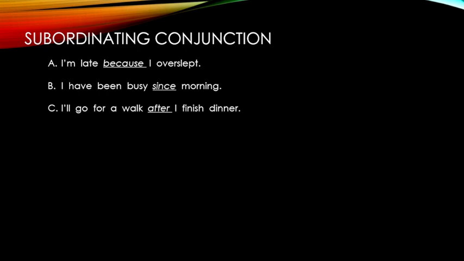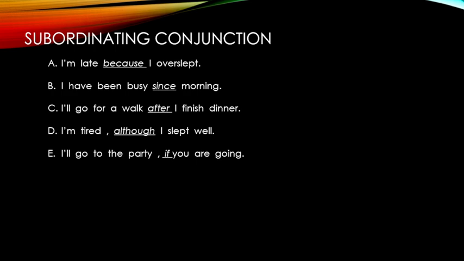In subordinating conjunction, we can exchange the sentence parts also. For exchanging those sentences, we have to understand what is dependent and independent. In the fourth sentence, "I am tired" is an independent part and "although I slept well" is a dependent part. We can also exchange those parts: "Although I slept well, I am tired." That's also right. I will go to the party if you are going. If you are going, I will go to the party. That's also right.